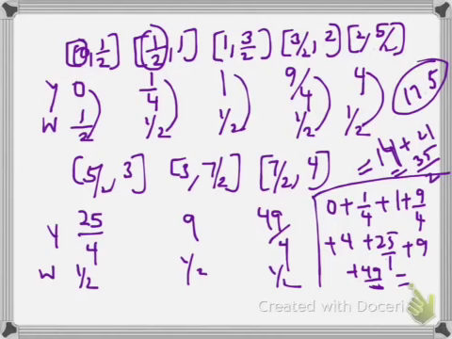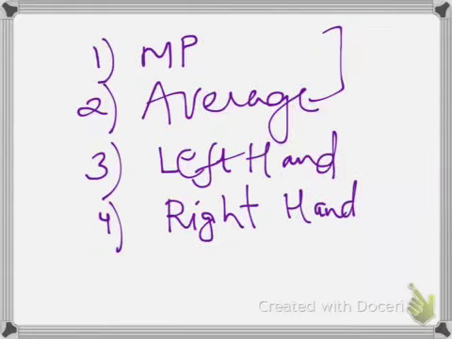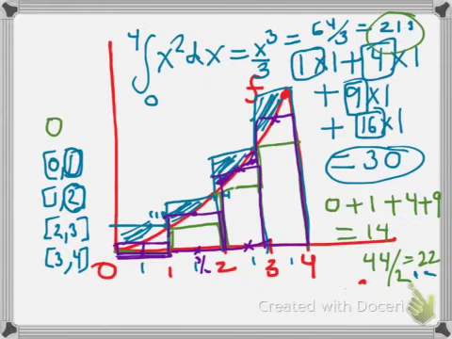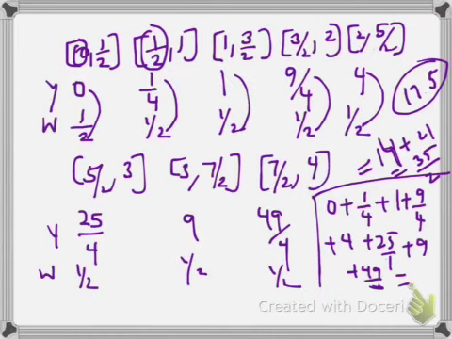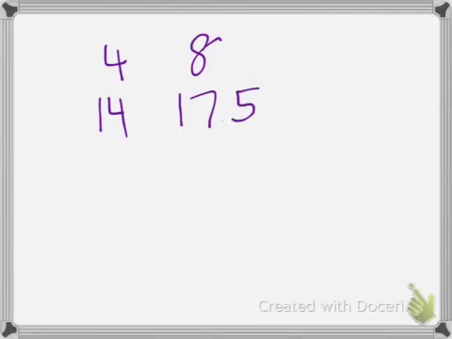This is my left hand sum using 8 rectangles instead of 4 rectangles, using 8 intervals instead of 4 intervals, right? So earlier, what was the earlier value for the left hand endpoints? It was 14, right? And now it has gone up to 17.5. So using 4 rectangles, it was 14. Using 8 rectangles, it's 17.5, right?